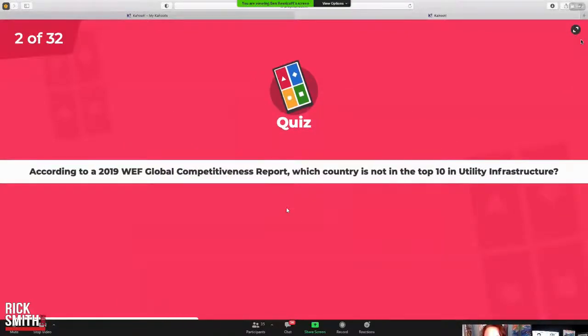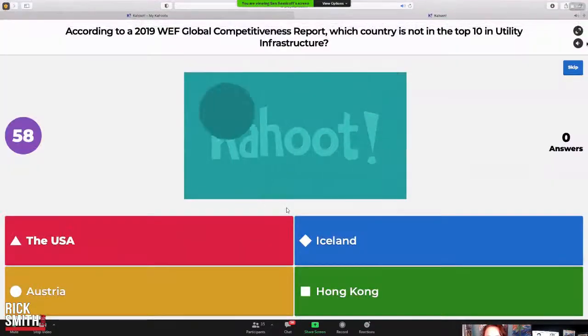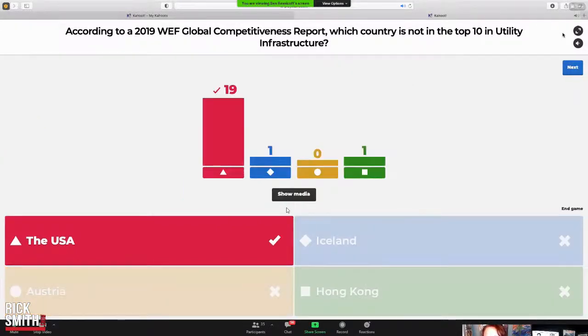All right. According to the 2019 World Economic Forum Global Competitiveness Report, which country is not in the top 10 in utility infrastructure? Wow, I can't believe everyone got that. That's right. The U.S. is not in the top 10. In fact, the U.S. is number 13.